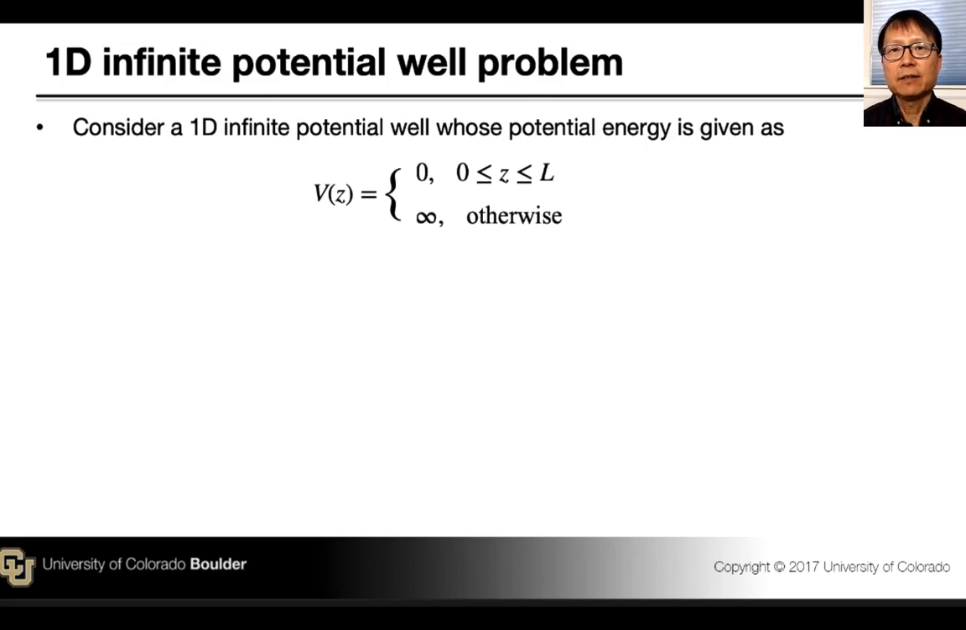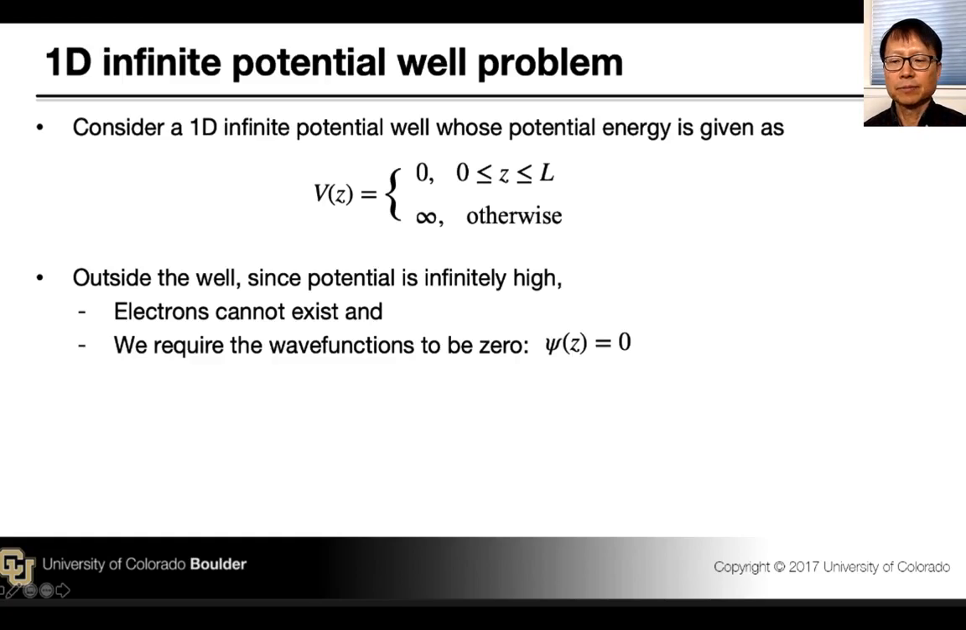Now we're going to look at various aspects of the time-independent Schrödinger equation by considering a very simple example, namely the one-dimensional infinite potential well problem. The one-dimensional infinite potential well is defined by this potential profile V of z, which is 0 inside the well between 0 and L. L here is the width of the potential well, and then the potential is infinite outside.